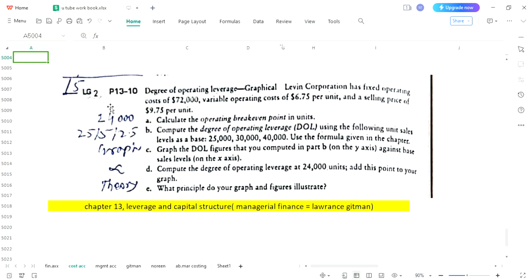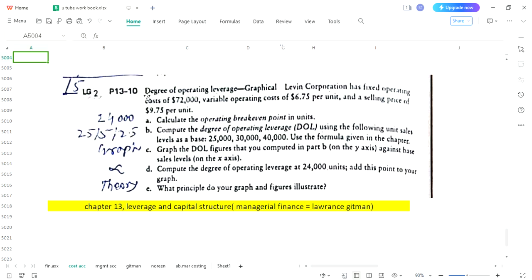Today's target is to solve question number 13.10. We have already solved 9 questions related to this concept. The chapter which we are related with is leverage and capital structure, from Managerial Finance, and your book's writer is Lawrence Gitman.